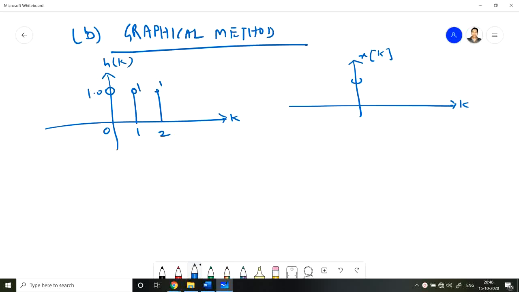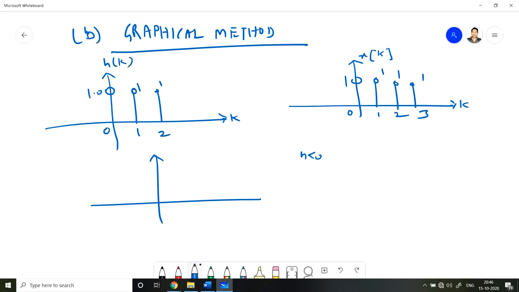So for n equals 0 the value is 1, for n equals 1 it is 1, for n equals 2 it is 1, for n equals 3 it is 1. So this is h[k]. Now we can see that for n less than 0, the h[n minus k] is shifted for some value of n.